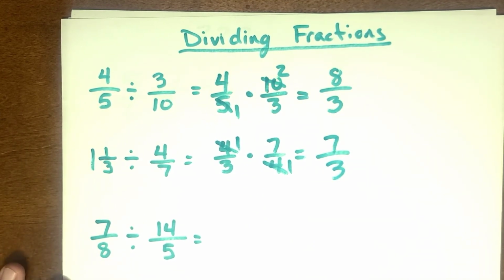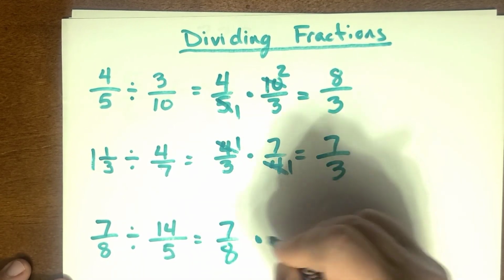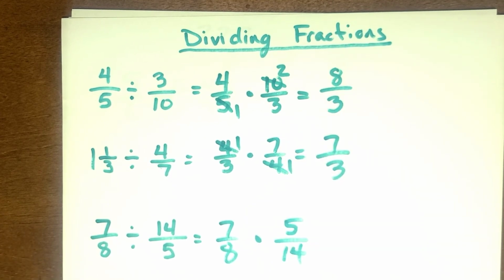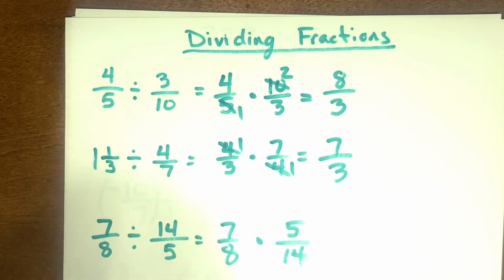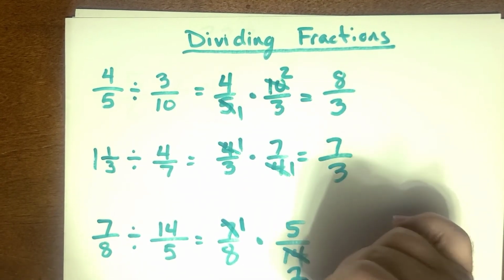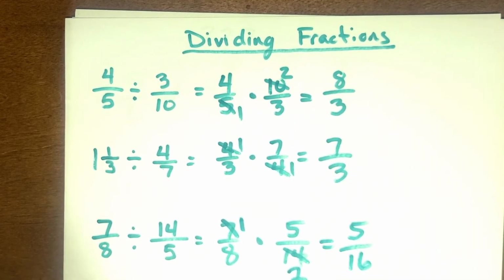Now, in the home stretch, here we go. 7/8 times 5 over 14. Hopefully I didn't lose you. We change this from division to multiplication and use the reciprocal. Now, do I have any factors? Yes. 7 goes into 7 1 time. 7 goes into 14 2. 1 times 5 is 5. 8 times 2 is 16.